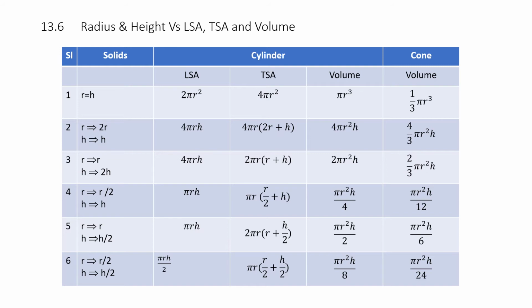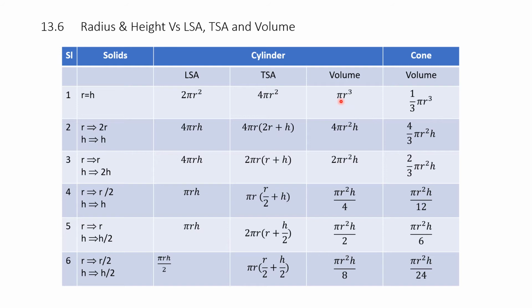Please see the table. This table shows the relationship between radius and height with respect to lateral surface area or curved surface area, the total surface area, and the volume, all these three parameters of a cylinder, as well as it shows the volume of a cone. When r is equal to h, that is the radius and the height of the solid are the same, then LSA or curved surface area is 2 pi r square, total surface area is 4 pi r square, volume is pi r cube, and volume of the cone is 1/3 pi r cube.